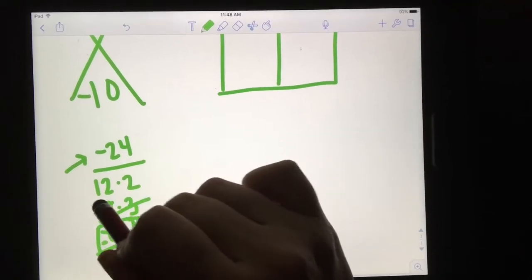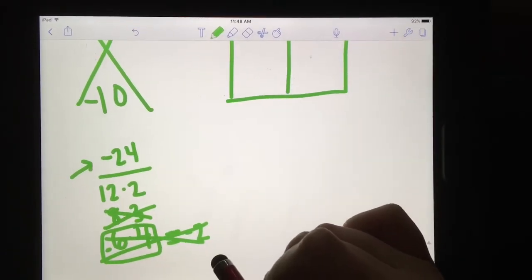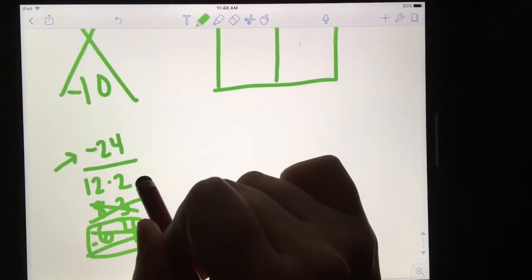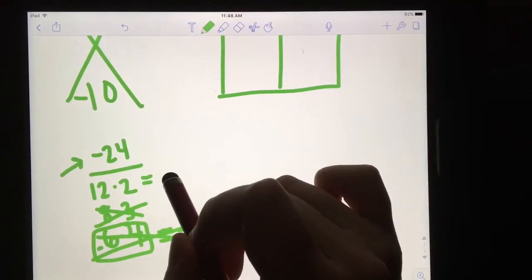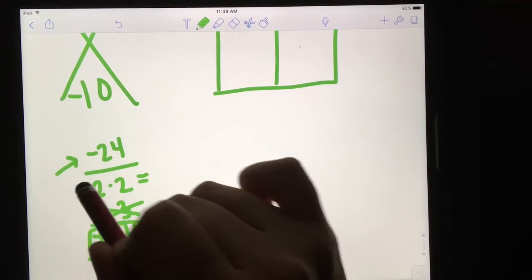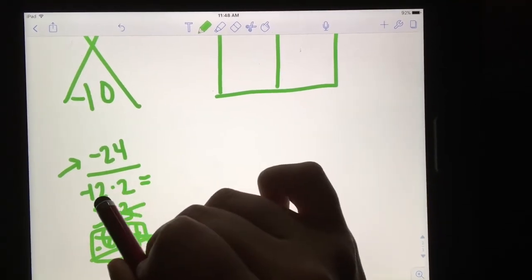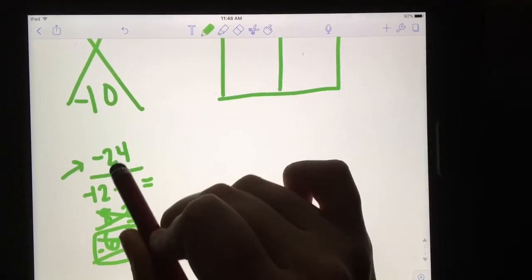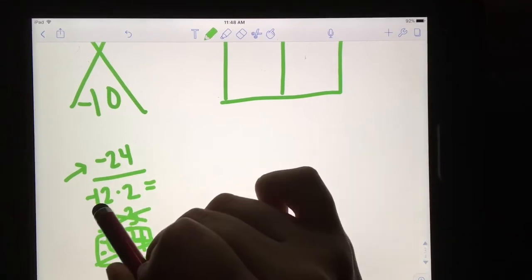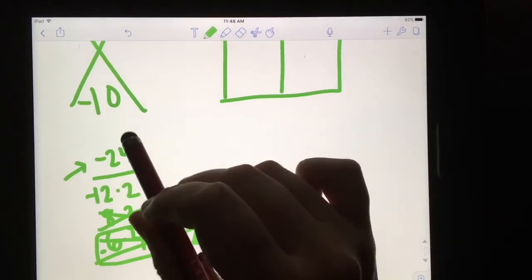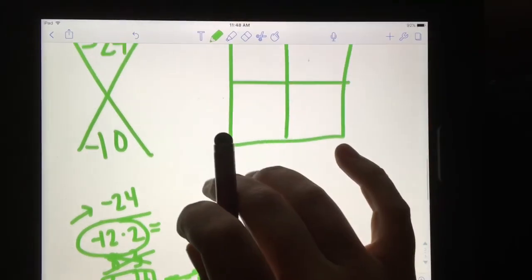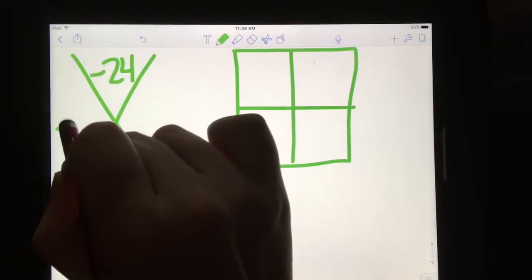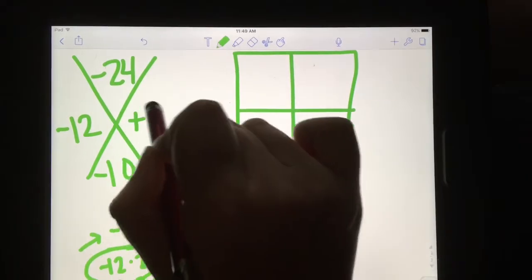8 and 3, I can tell just by looking at it, there's no way to combine those to get to negative 10. But there might be a way to combine the 12 and the 2. If I make the 12 negative, negative 12 times 2 gives me negative 24. Negative 12 plus 2 gives me negative 10. So these are my numbers that I'm going to put in right here.